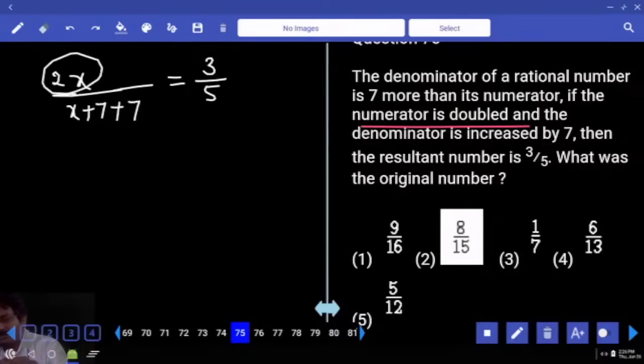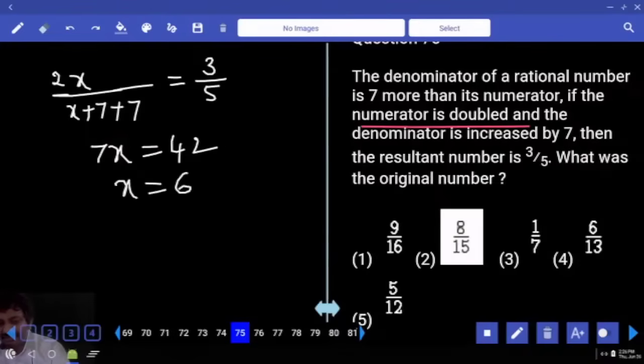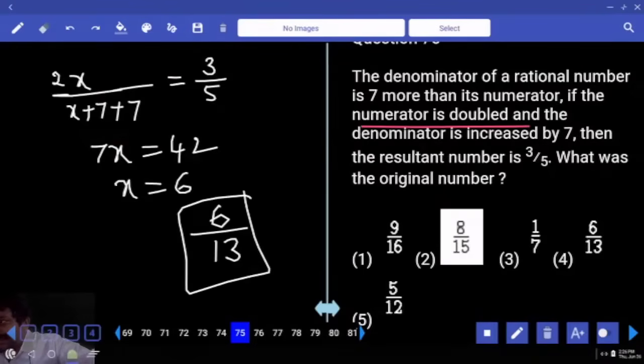2x into 5. x into 3. Difference. What is sum of these two numbers? 14 into 3, 42. That means 7x is equal to 42. Come on. x is equal to 6, then the fraction is 6 by 13. Denominator is 7 more than the numerator. x was numerator. We got it as 6. Then denominator is 6 plus 7, 13. Clear?